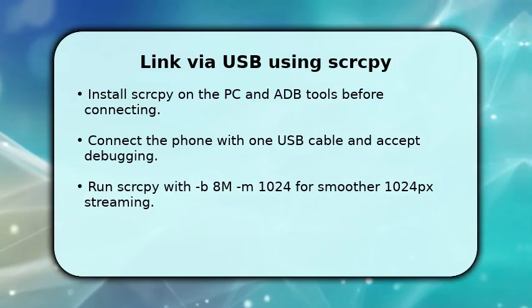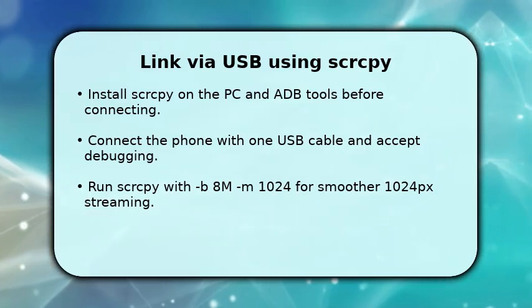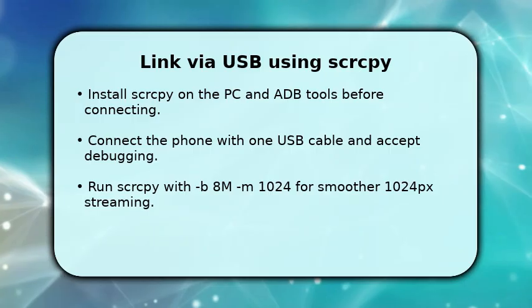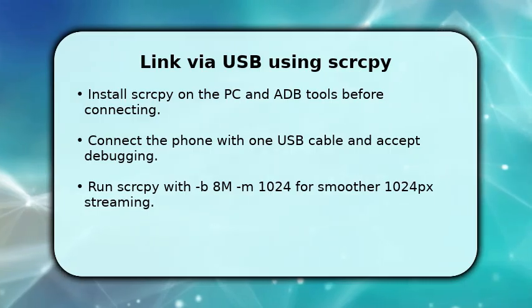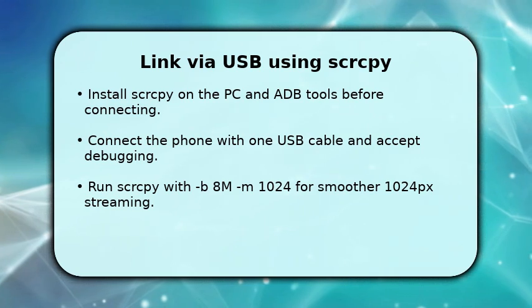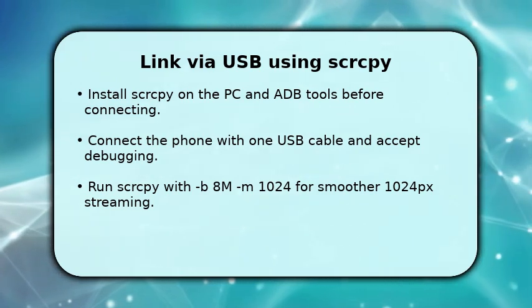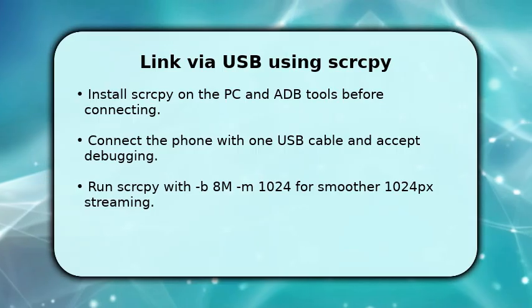Then launch SCRCPY from the same folder to mirror the screen immediately. For smoother performance, run SCRCPY with flags such as -b 8M -m 1024 to set bitrate and max size. Close SCRCPY when finished and revoke debugging if you no longer need it.